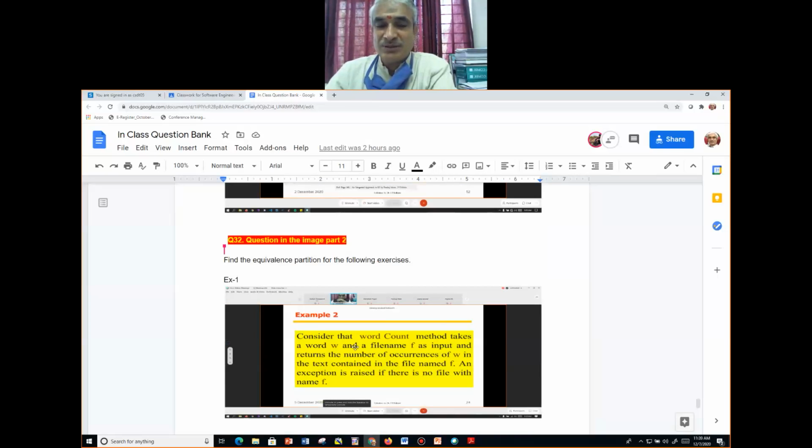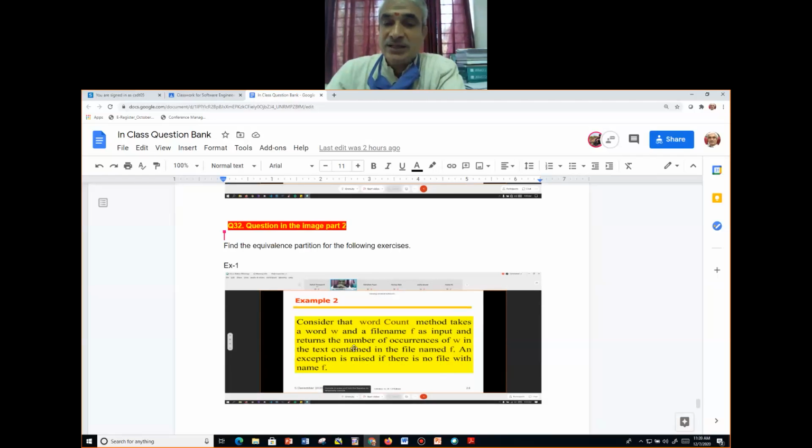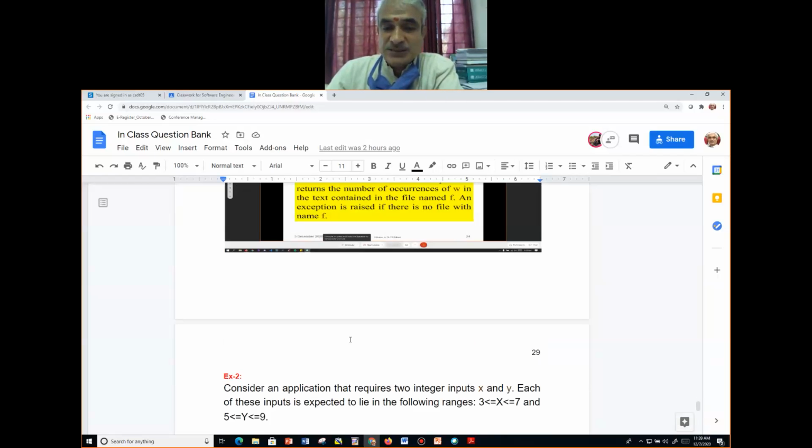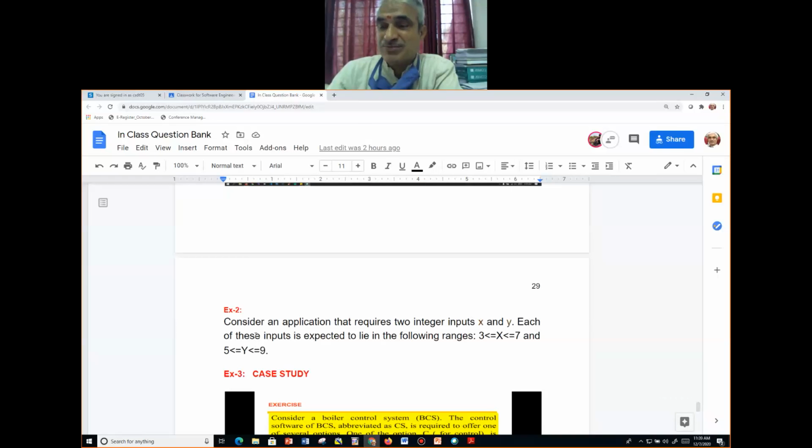Consider this example. Find the equivalence partition for the following exercise. This exercise I have given. Please contact your seniors currently in 7th sem and study this. This is an important thing he has highlighted with the red color. Similarly, I've added two more examples. Consider an application that requires two integers, x and y, in this particular range. Prepare an equivalence class.